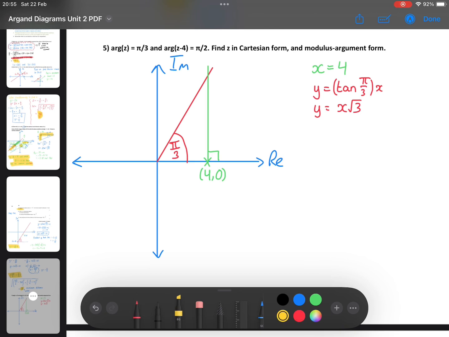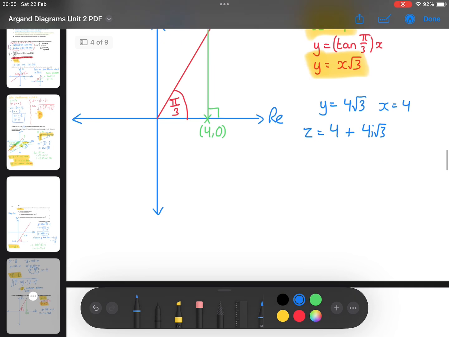So we're going to solve this one and this one simultaneously in order to get the solution. So y equals 4 root 3 and x equals 4. And in Cartesian form, that's going to make z equal 4 plus 4 root 3 i.